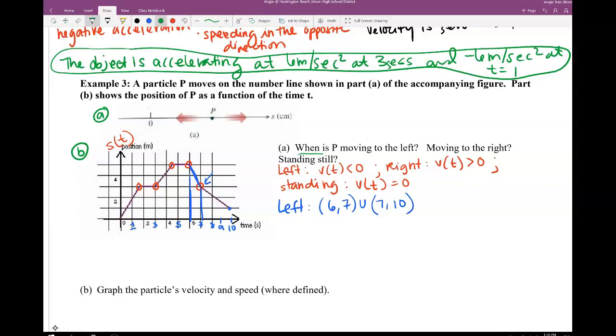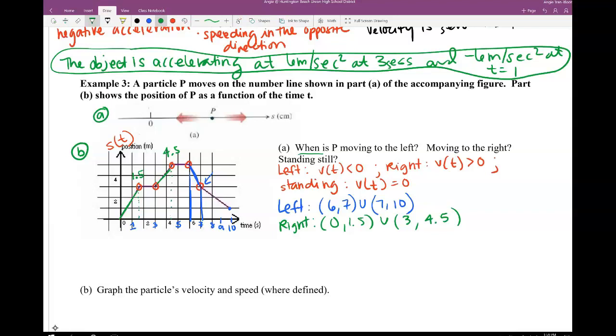Okay, then let's do right. Right means I should have a slope that's positive. So positive slope is right here and right there, okay? So right is from 0 all the way to, let's make this 1.5, union that with 3 to, what do you want to make this, like 4.5? Okay, so let's make that 4.5. So that's when the object is moving to the right.